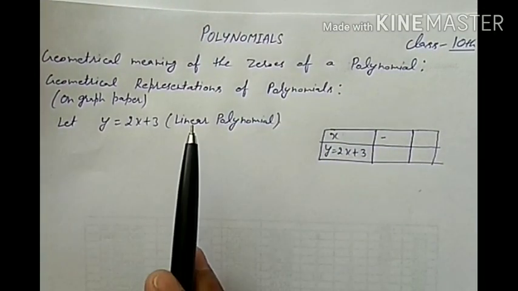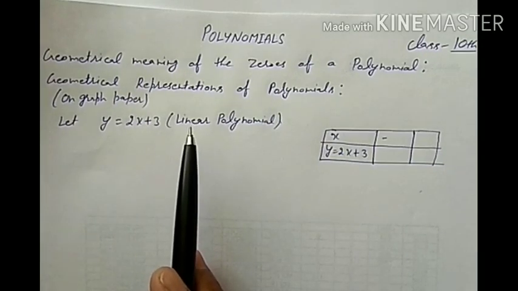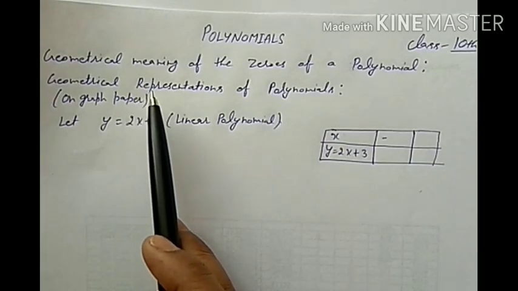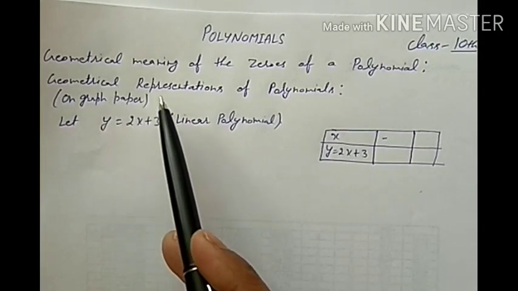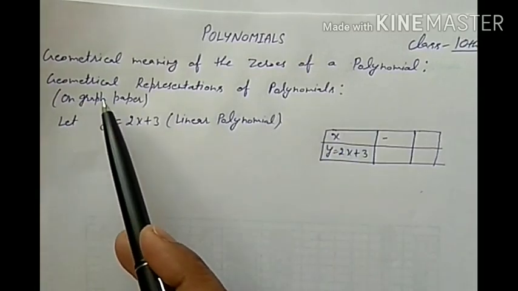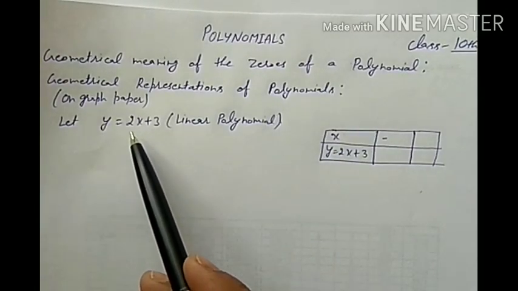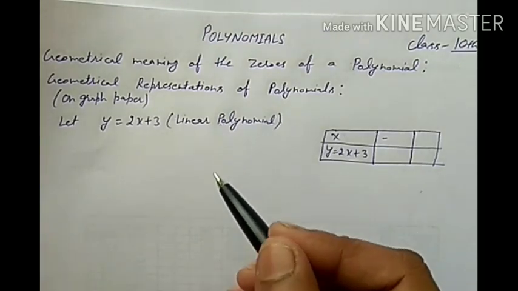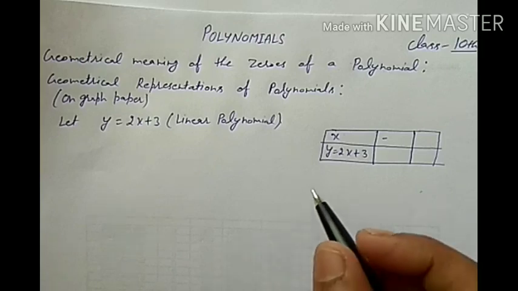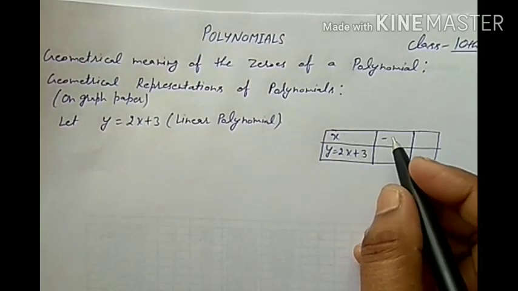Today we will know about the geometrical meaning of the zeros of a polynomial. For that we will represent polynomials geometrically, means we will represent polynomials on graph paper. For that, first of all take y is equal to 2x plus 3, a linear polynomial, and to draw it on graph paper, let us first make our table.